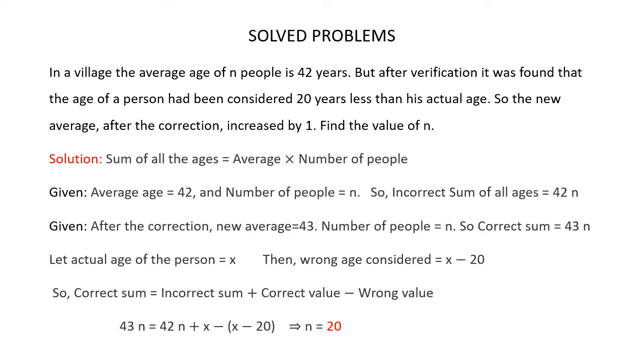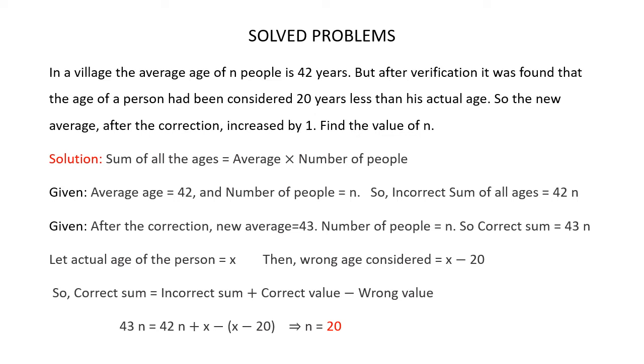Now we do not know the value of n. We have to find the value of n. Also, we do not know the actual age of the person whose age has been considered 20 years less than his actual age. So let the actual age of the person be x. Then the wrong age considered is x minus 20.